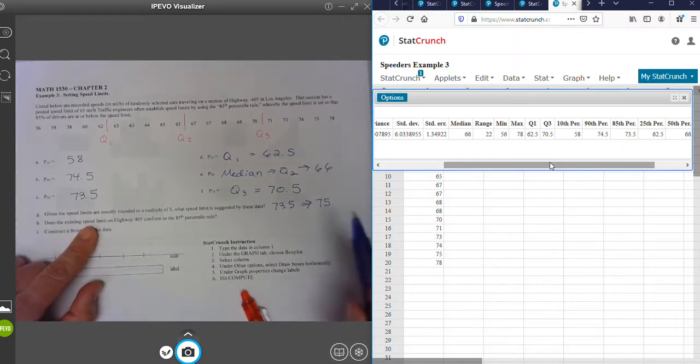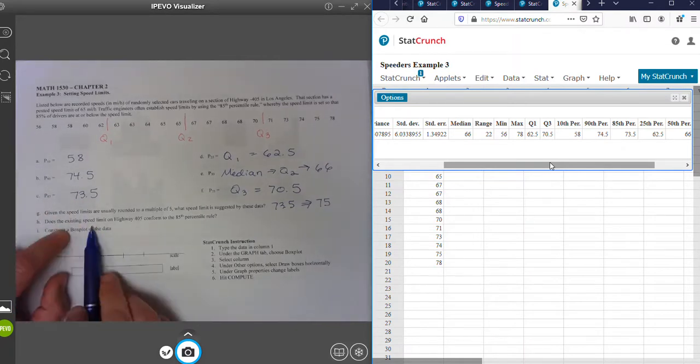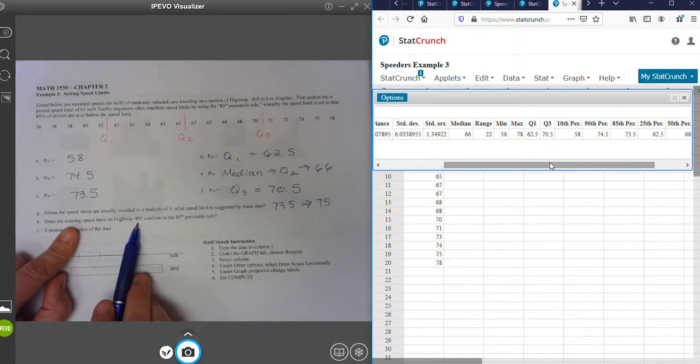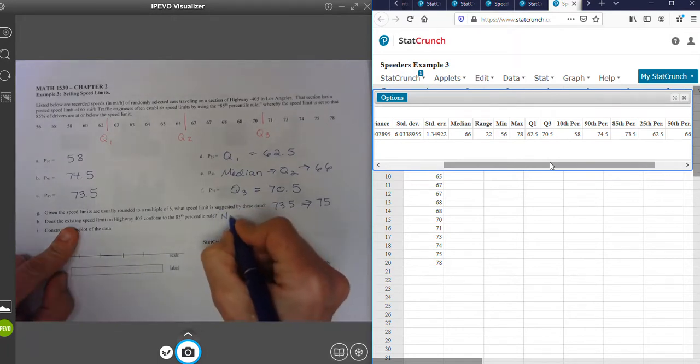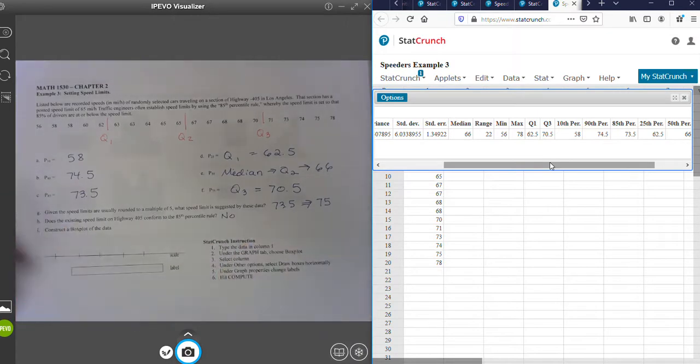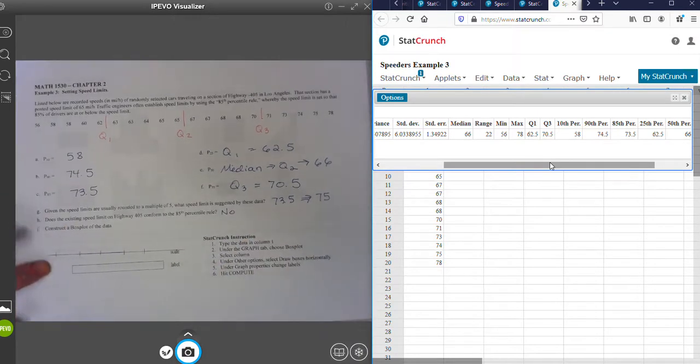The next part asks, does the existing speed limit on Highway 405 conform to the 85th percentile rule? And no, it does not. Box plot we already did in StatCrunch.